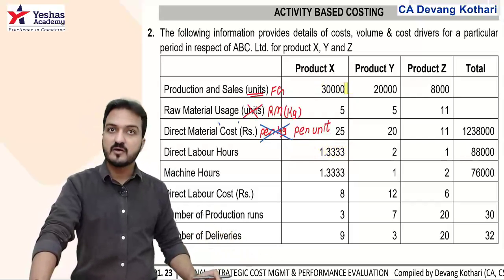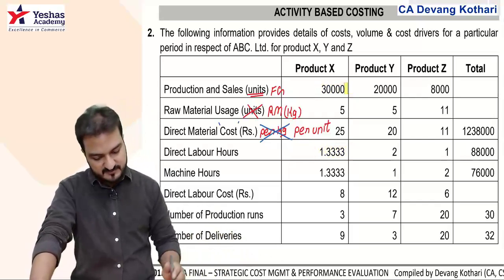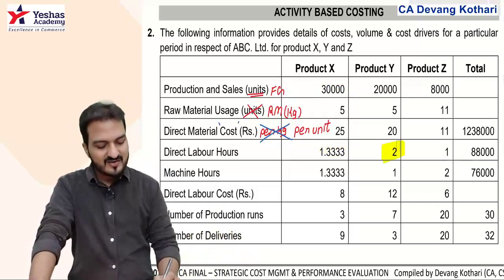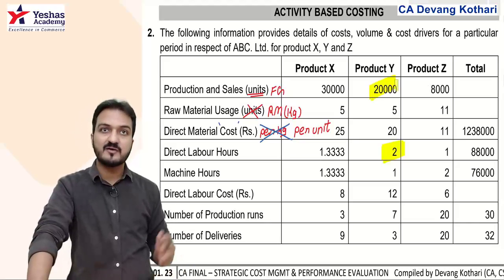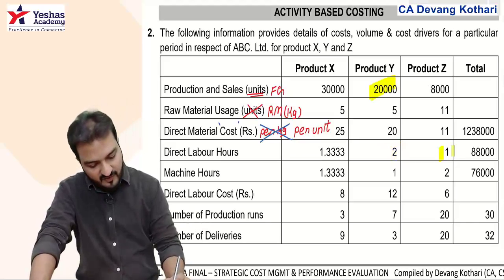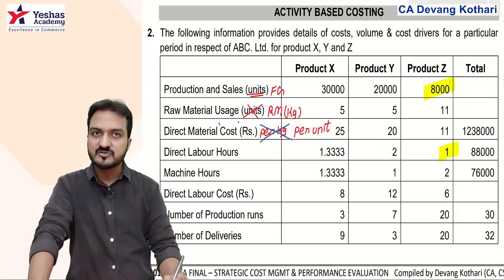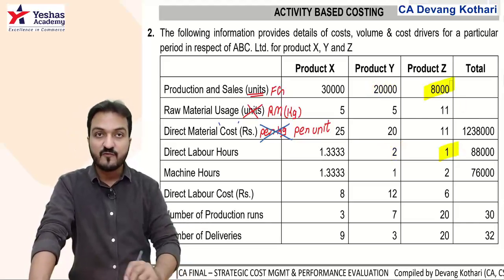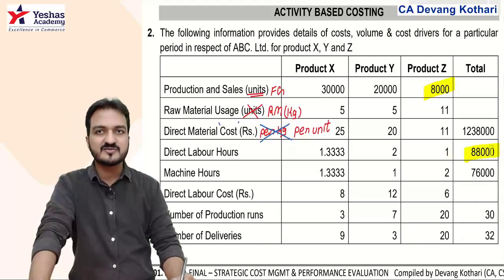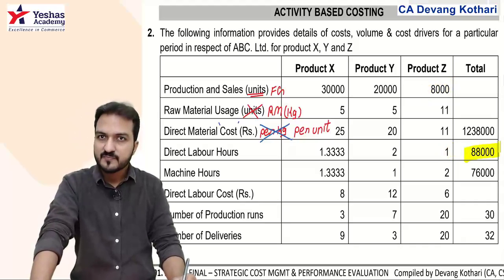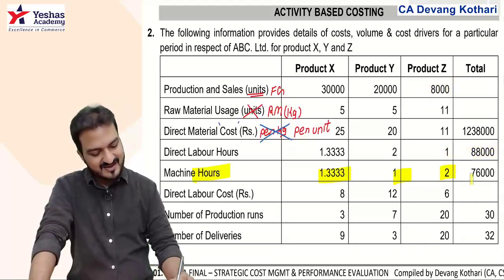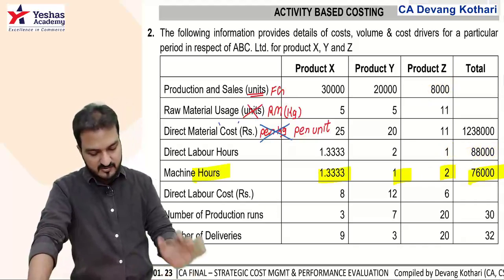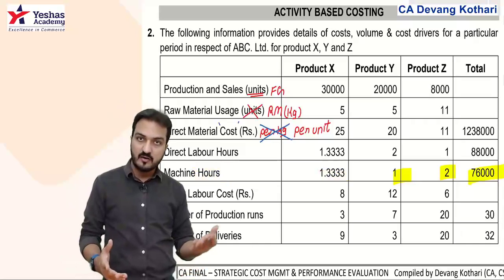That is almost 40,000 hours you need for X, plus 2 hours are needed for 1 unit of Y, 20,000 such units, so another 40,000 hours you need for Y, and 1 hour for Z for 8,000 units. 40, 40 and 8, total 88,000 is the total labor hours. Done? Yes. Similarly, machine hours are also given, and the total. These are all the basic details that you are given.